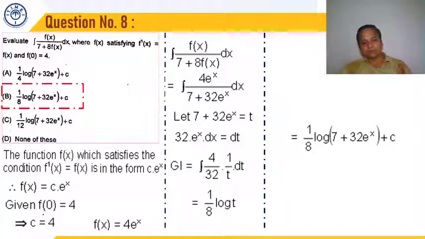So the only thing: the function which is equal to its differentiation is of the form c e to the power x. A condition is given to evaluate the value of c. Once we find the function, we put it back into the integral and then simplify using the standard steps. The formula for the integral of 1 by t dt is log t. I hope this is clear.